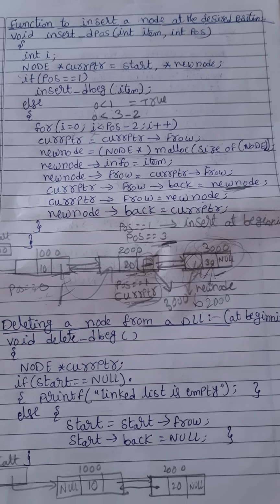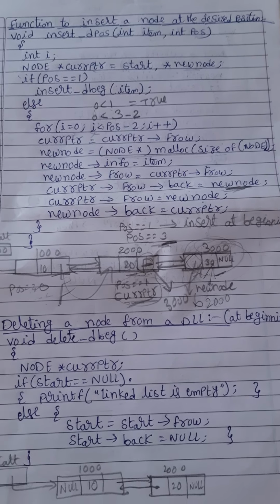If you want to delete the node at the beginning, we have to check the starting position. If start equal to null, then the linked list is empty. We can't delete the node. That means it will check if it contains an address. If it contains the address, the node is present, then we can delete that node. Otherwise, if the start itself is null, it doesn't contain any address, then the linked list is empty. We can't delete the node.